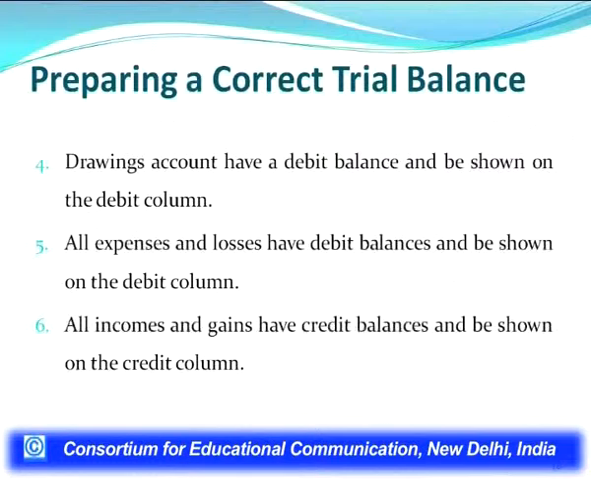Next is all expenses and losses. As per the nature of the accounts, accounts are divided into three categories: personal account, real account and nominal account. The nominal accounts include expenses and incomes, and for expenses there is a rule: debit all expenses and losses. So all expense and loss accounts have a debit balance, and they should be shown on the debit column of the trial balance. Similarly, all income and gains are to be credited, so they should be shown on the credit side column of the trial balance.